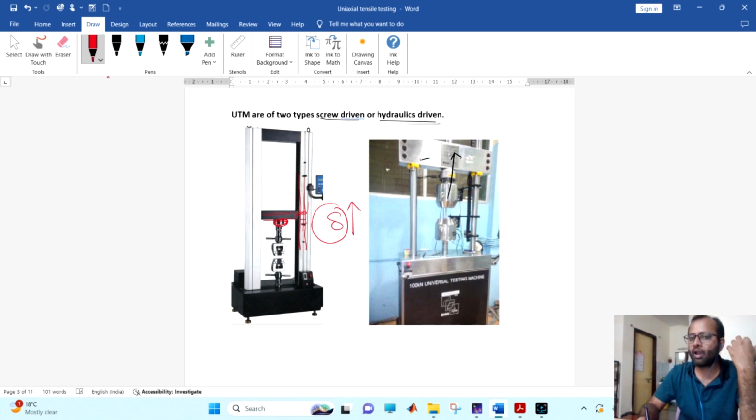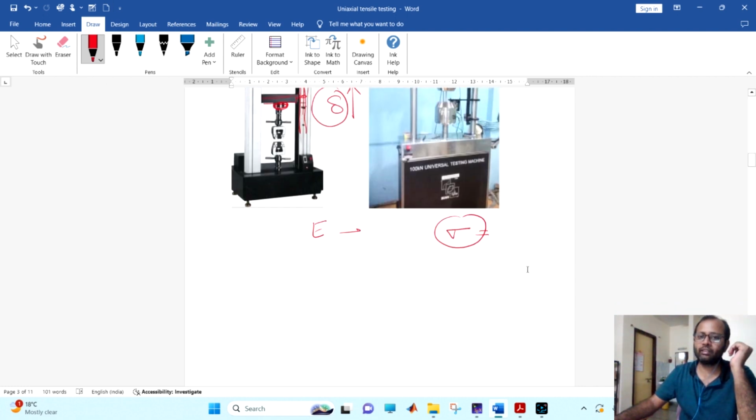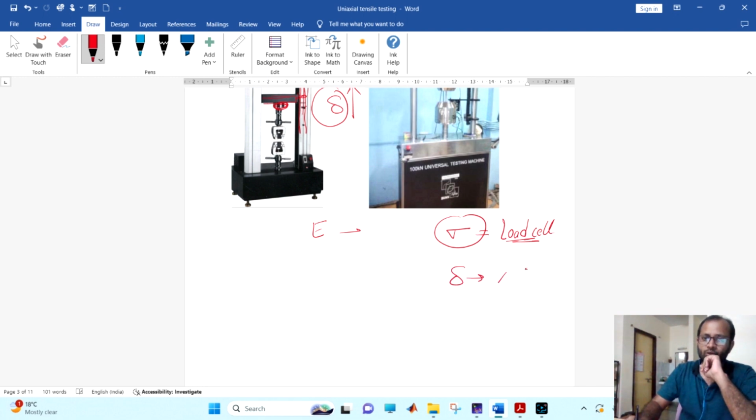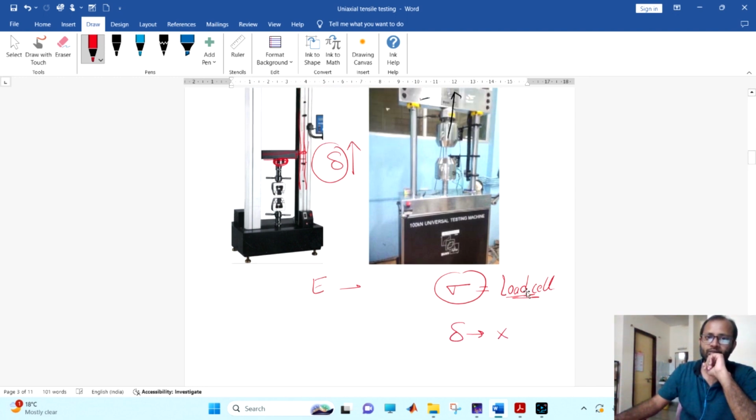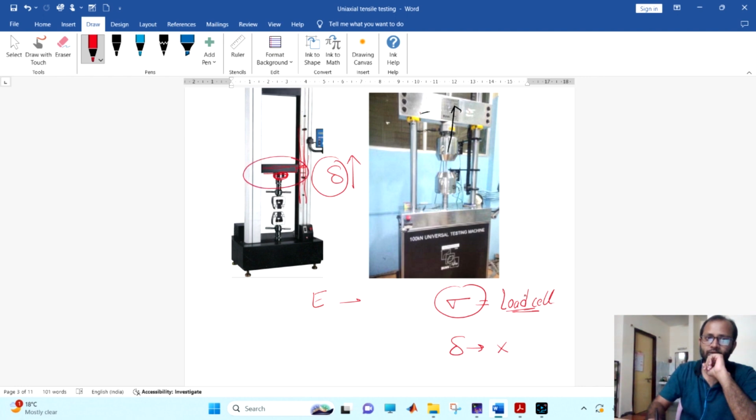We need to avoid that part, otherwise we will not get the correct E. If we want the correct stress, we will get the correct stress by using the load cell. But the delta is not correct by using only this cross-site displacement.